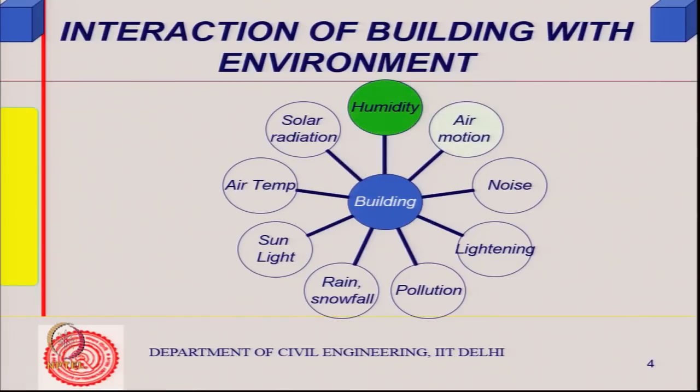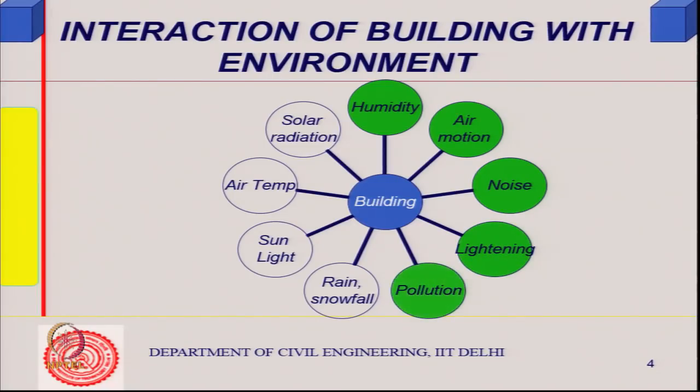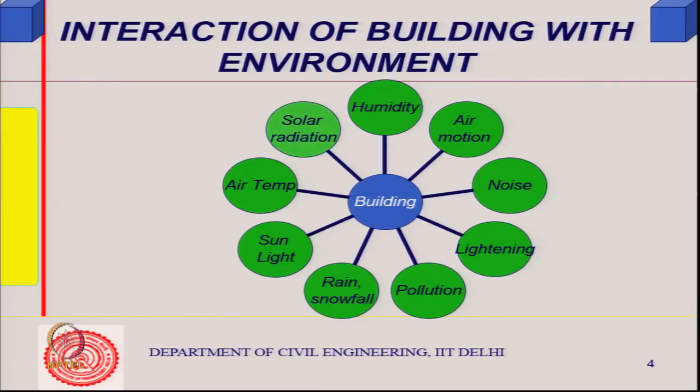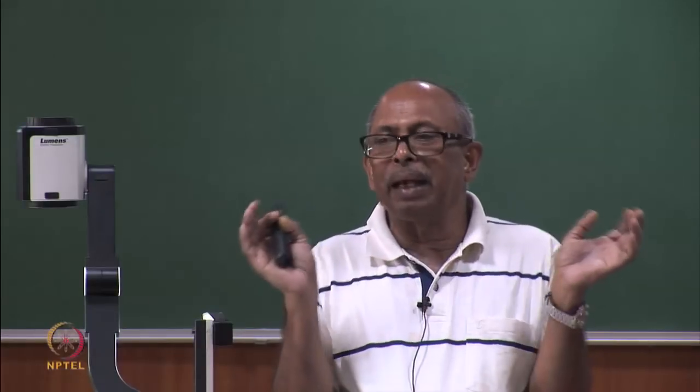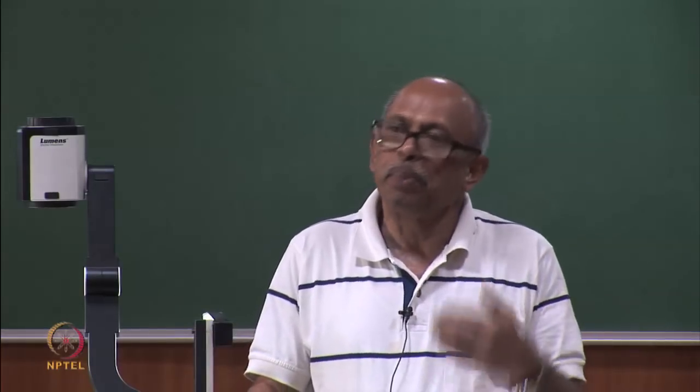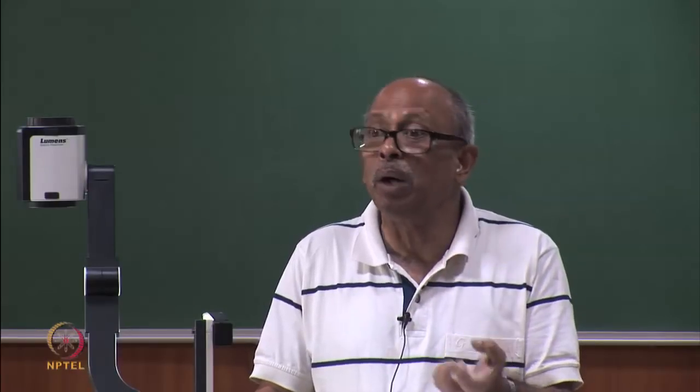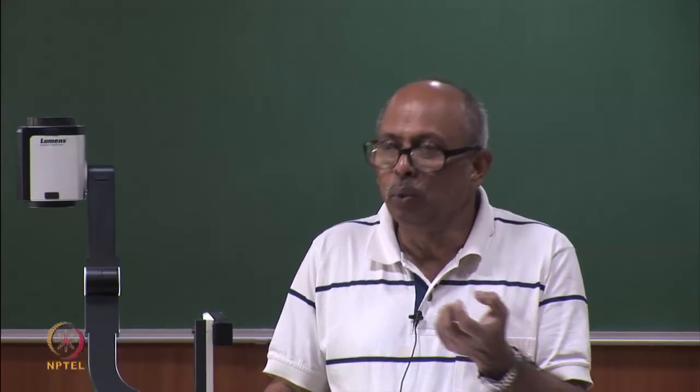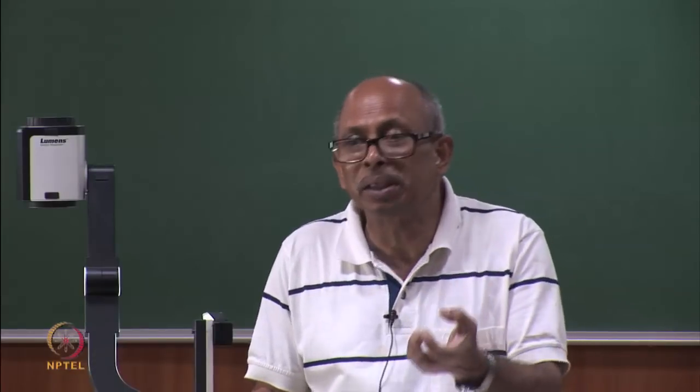So, building interacts with the surrounding environment, and that is what we are looking at here. You have humidity, air motion, noise, lightning, pollution, rain and snowfall, precipitation as we call it, sunlight, air temperature, solar radiation and all that. As you can see, these are the arms, building is at the center, it interacts with all those environmental factors outside. So, to start with, we will discuss these environmental factors, how we account for them, how do we quantify them. How do we quantify them, any measurable item, how do we measure them?